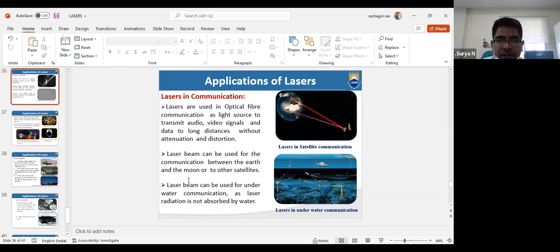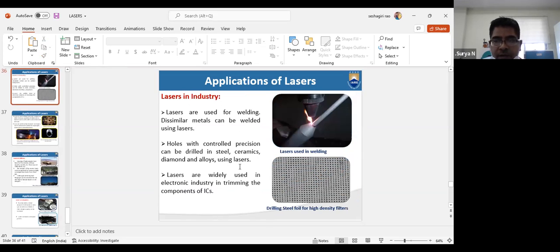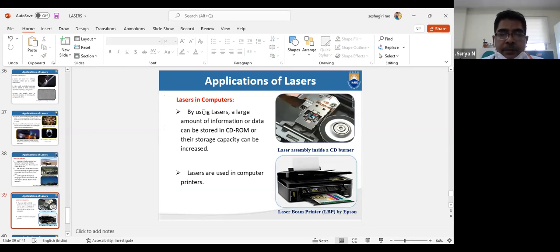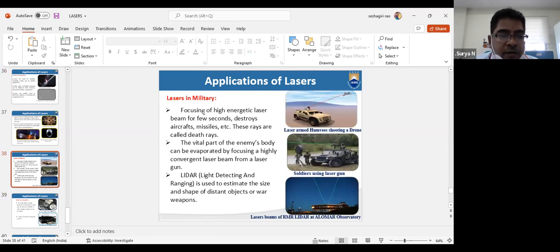Lasers are used in the military. Focusing a high energy laser beam for a few seconds destroys aircraft, missiles, etc. These rays are called death rays. The vital parts of the enemy can be targeted by focusing a highly convergent laser beam from a laser gun. They are used as lidars, that is light detecting and ranging, used to estimate the size and shape of an object and the distance of objects such as weapons.